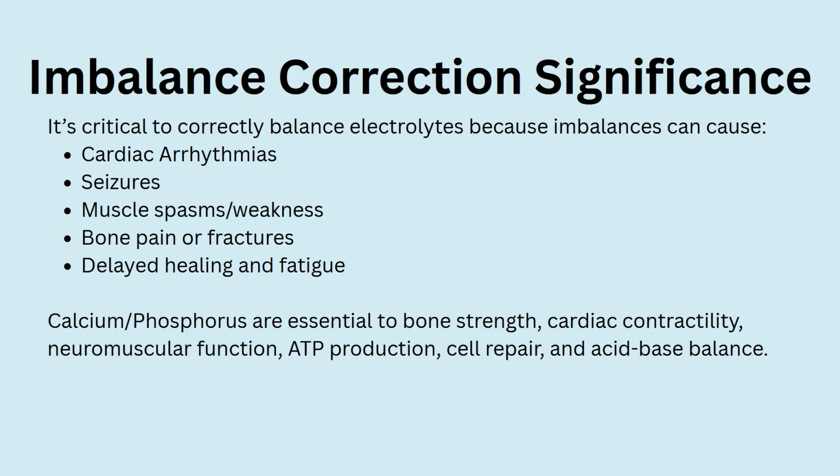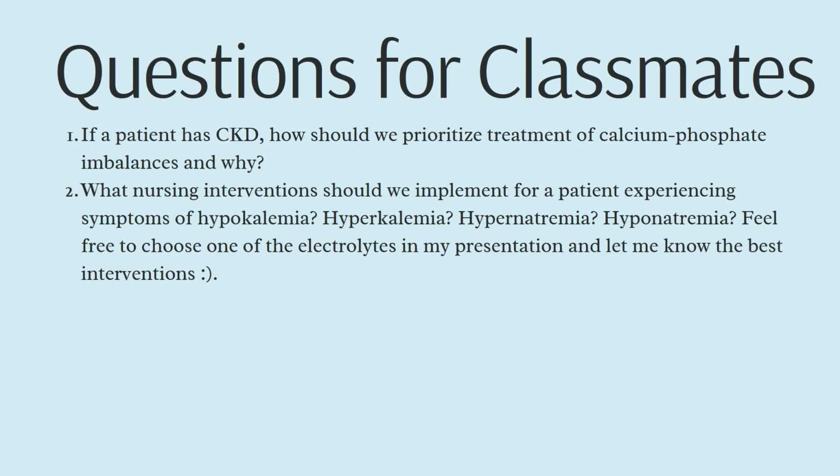And why is it important that we correct the imbalance? It's critical to correctly balance these electrolytes because imbalances can cause cardiac arrhythmias, seizures, muscle spasms and weakness, bone pain or fractures, delayed healing, and fatigue. Calcium and phosphorus are essential to bone strength, cardiac contractility, neuromuscular function, ATP production, cell repair, and acid-base balance.